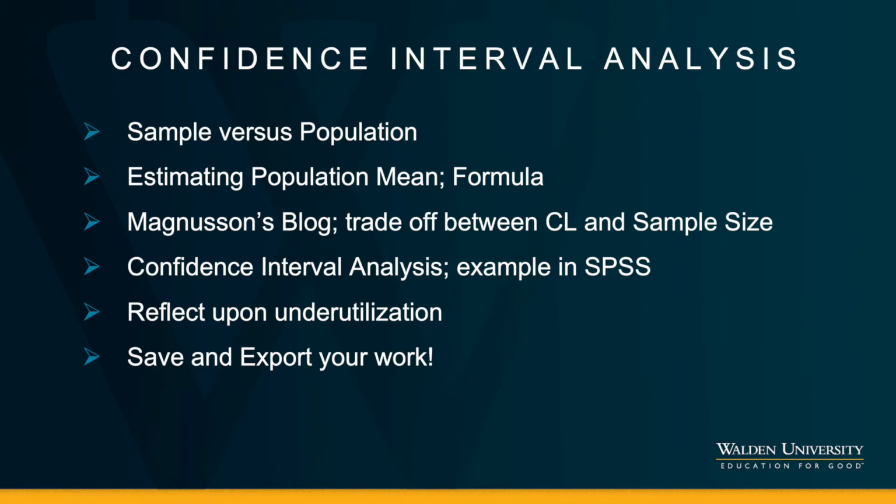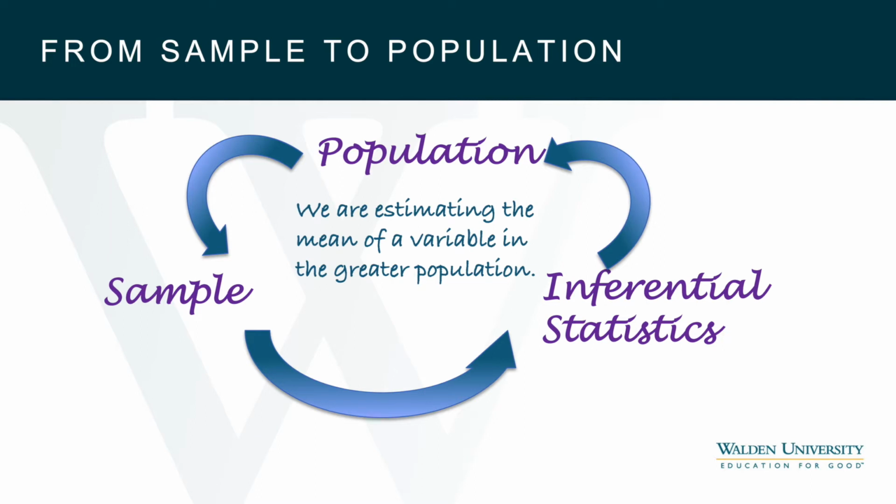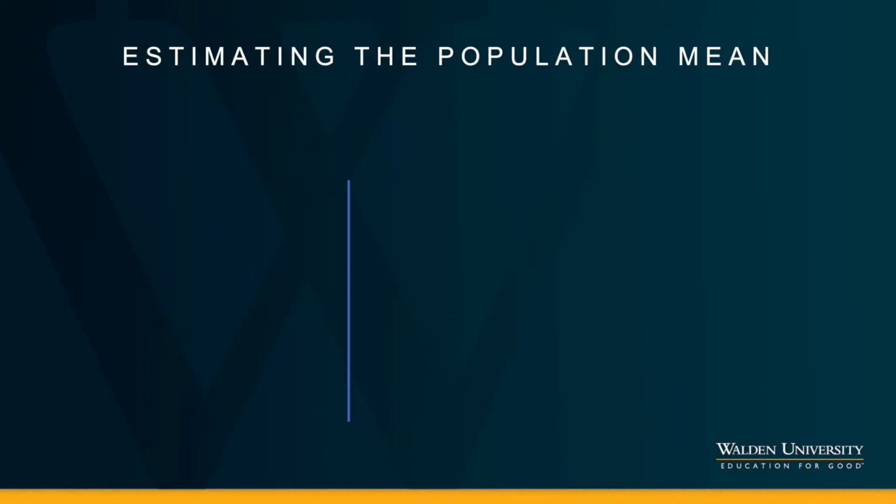If you viewed earlier videos in this video series, then you are familiar with this figure here on the screen that I've used to show how a sample can be a stand-in for a greater population, and they are connected through the process of inferential statistics. For a confidence interval analysis, we are going to estimate the mean of a variable in the greater population by using the mean of the sample. And there are two different approaches that we can use here to estimate that population mean.